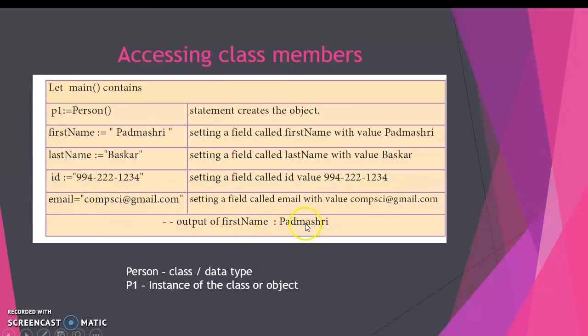Output of the first name is Batmastri. So person is the class or data type. Here P1 is the instance of the class, or object. We can create more than one object for the same class. So P1, P2, P3, P4. However many objects we need, we can create them, and memory space is allocated for each individual object. So the class data members get memory space for each individual object. We can process the data through these objects.